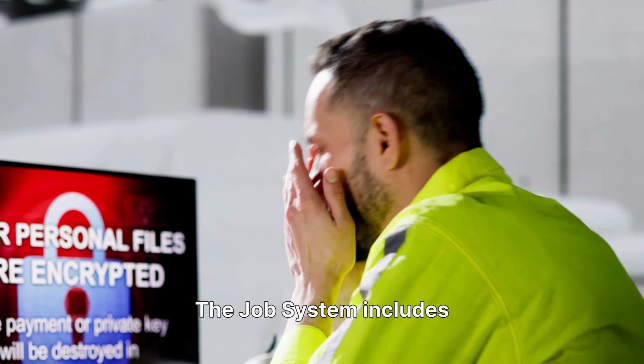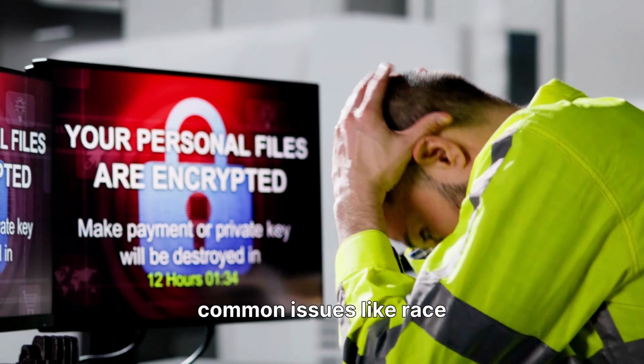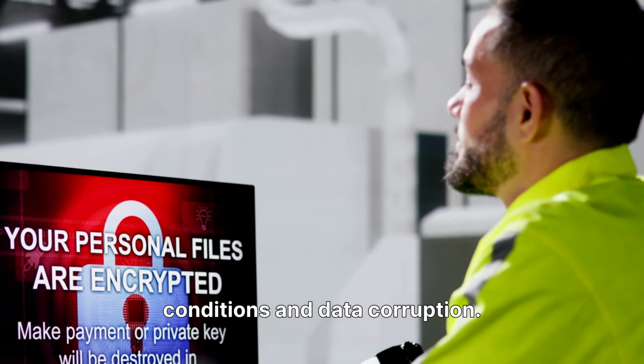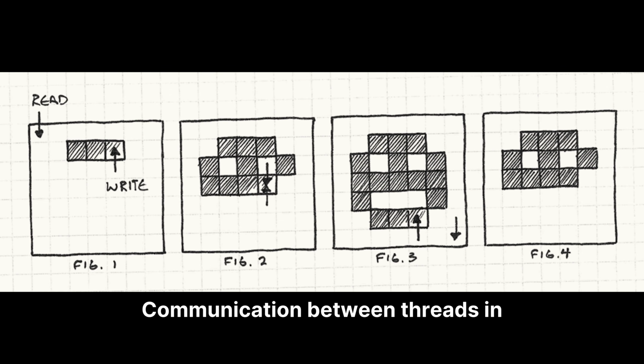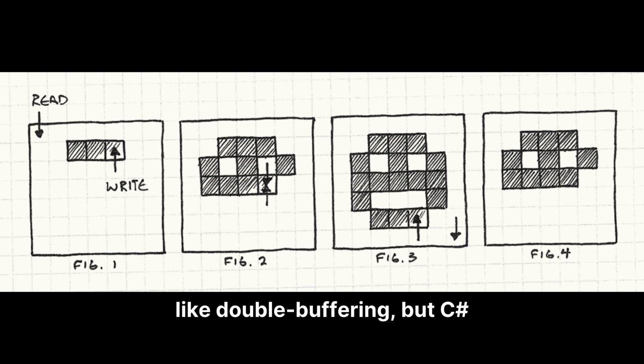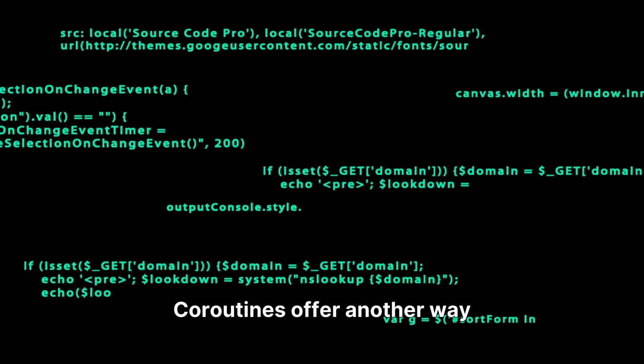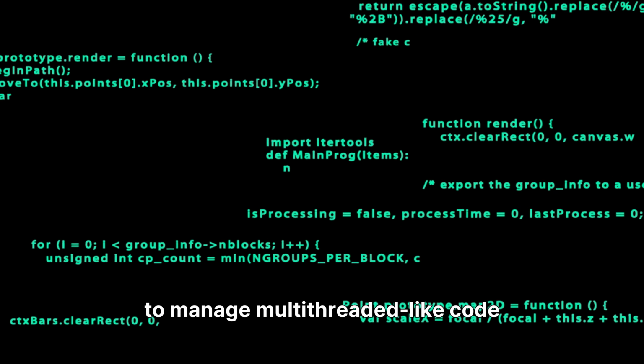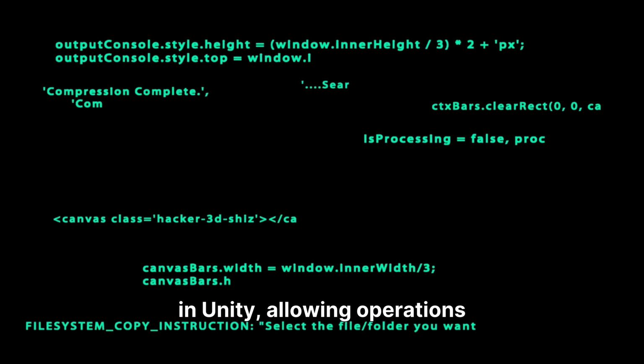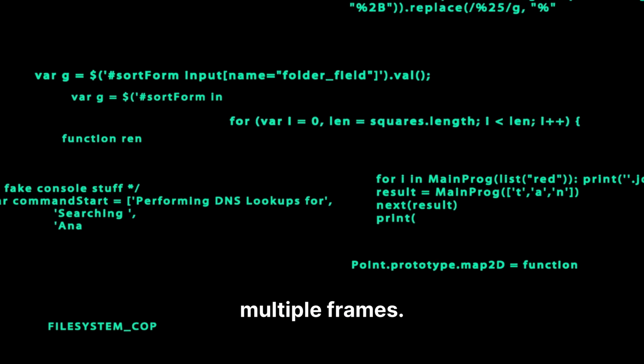The job system includes safety checks to prevent common issues like race conditions and data corruption. Communication between threads in Unity can use techniques like double buffering, but C# locks can block the main thread. Coroutines offer another way to manage multithreaded-like code in Unity, allowing operations to be spread across multiple frames.